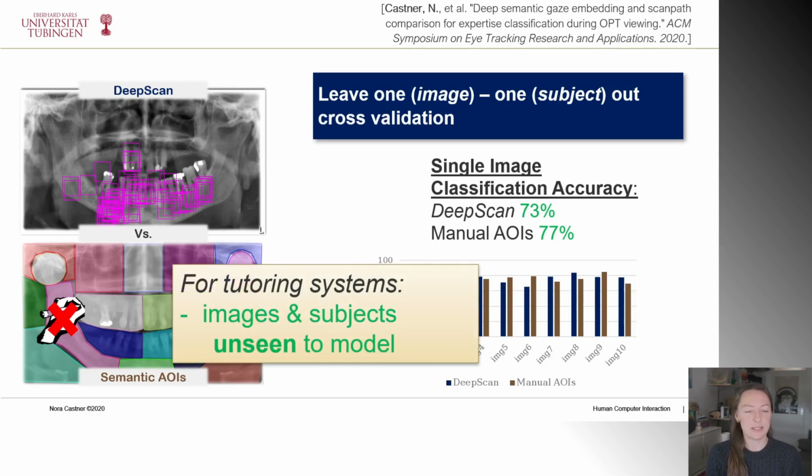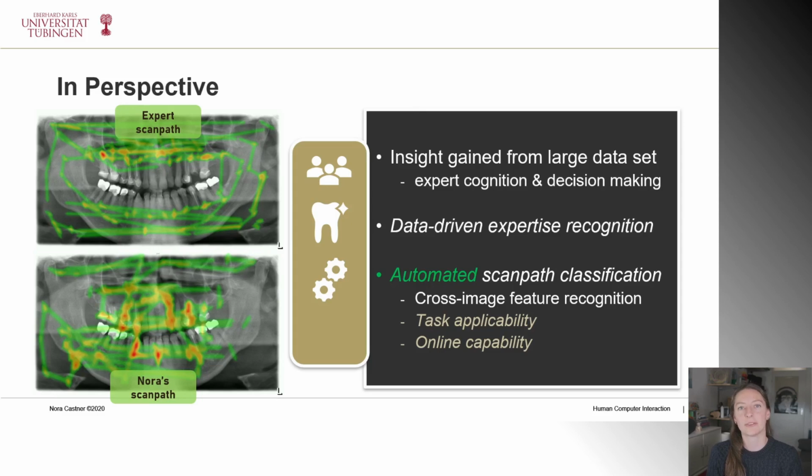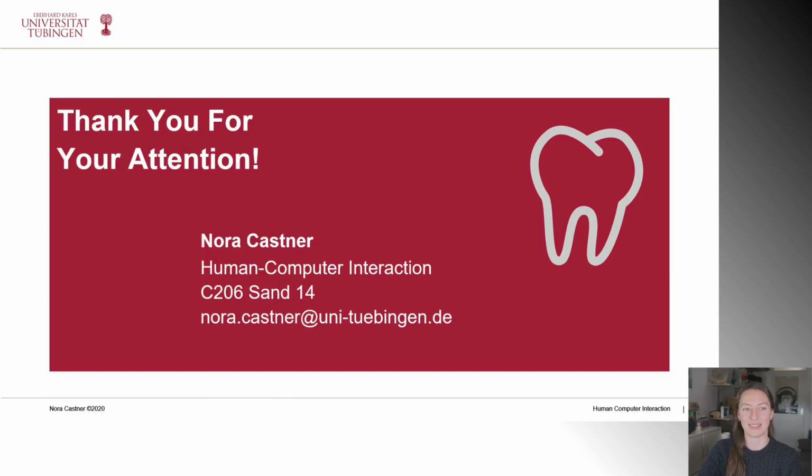And DeepScan is actually quite interesting because it also performs very well for images and subjects that are unseen to the model, thus perfect for intelligent tutoring systems. So this work has gained insight from a large data set working towards data-driven expertise recognition. And this end goal is automated scanpath classification with cross-image feature recognition, task applicability, and ultimately online capability for intelligent tutoring systems. Thank you for your attention.